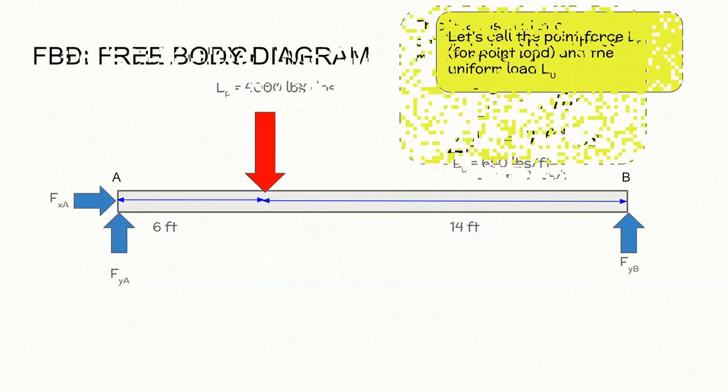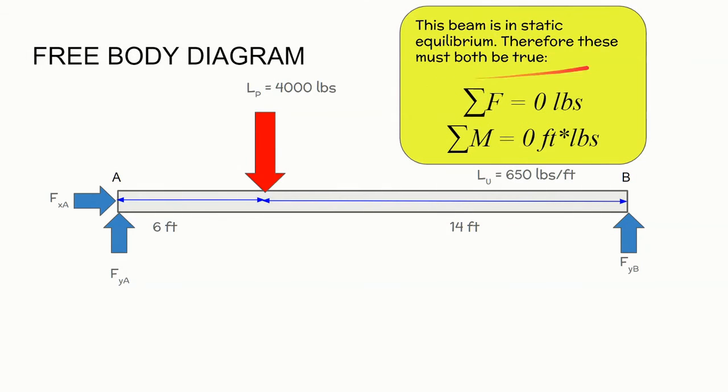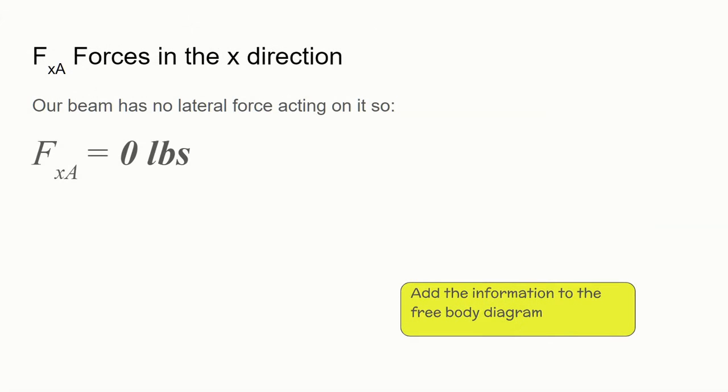Okay, so this beam is in static equilibrium. Therefore, these have to be true. Our sum of forces in the X direction and the Y direction need to be equal to 0. And our sum of our moments need to be equal to 0. Forces in the X direction are easy. If you think about your drawing, there are no lateral forces acting on it. So that means our force in X at point A is 0 pounds.